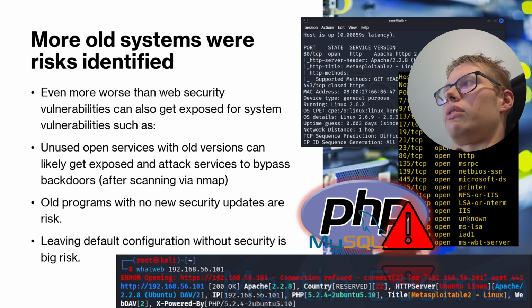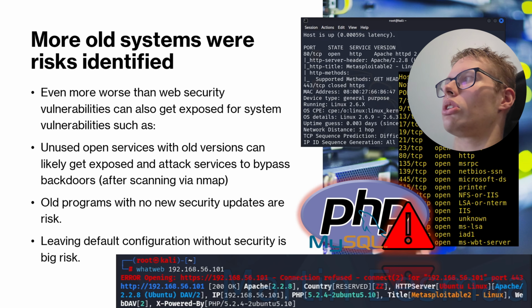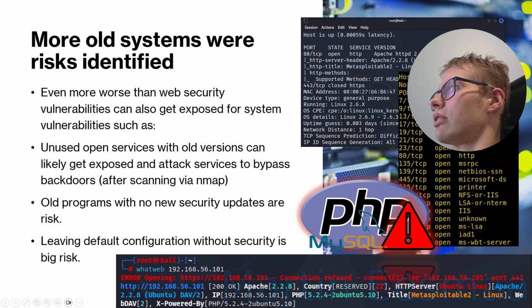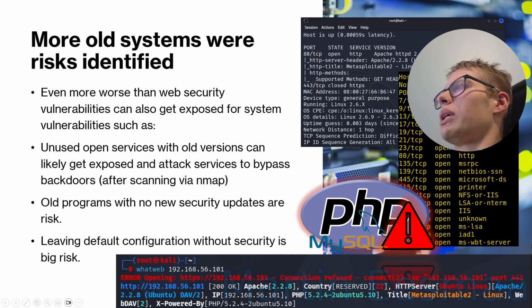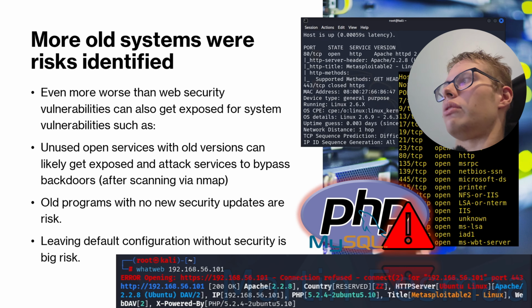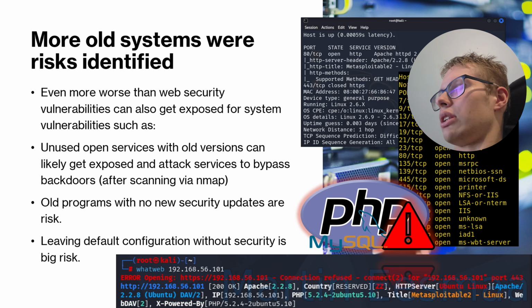More modern systems where risks were identified, even worse than web security vulnerabilities, can also be exposed as system vulnerabilities, such as unused open services with old versions, which can be attacked to bypass backdoors after scanning via Enum4linux. You can see all the yellow text on it. And this one too: old programs with no new security updates are a risk. Leaving default configurations without security is the biggest risk.